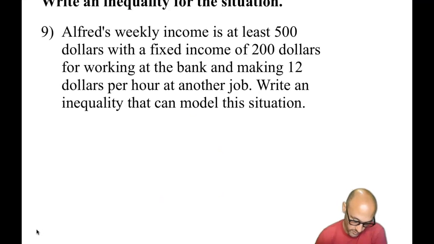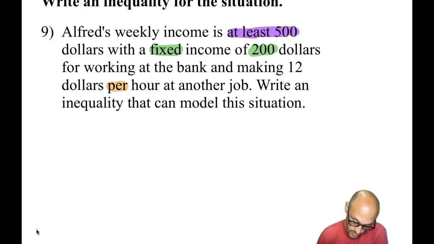Write an inequality for the situation. Alfred's weekly income is at least $500 with a fixed income of $200 for working at the bank and making $12 per hour at another job. Write an inequality that can model this situation. So again, here we have this per hour. We have a fixed. That means there's going to be an addition of this 200. We also have at least 500.